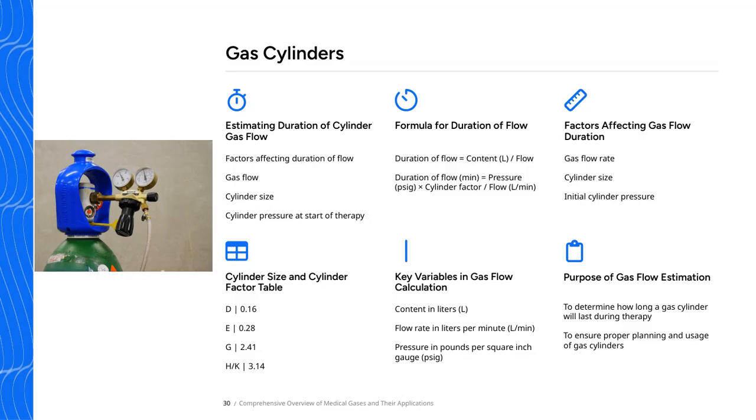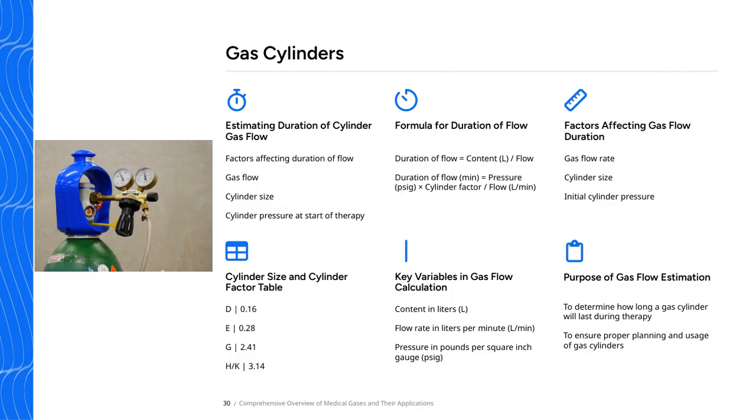Now, let's talk about estimating how long a gas cylinder will last during therapy. This is a crucial step for proper planning and ensuring we have enough gas to meet patient needs without interruptions. The key idea here is understanding the relationship between the cylinder's contents, the flow rate, and the pressure. To do this, we look at the content in liters, so how much gas is in the cylinder, and the flow rate in liters per minute, which tells us how fast the gas is being used. We also consider the pressure inside the cylinder, measured in pounds per square inch gauge, or PSIG.